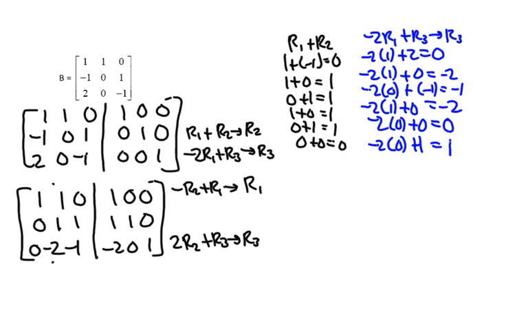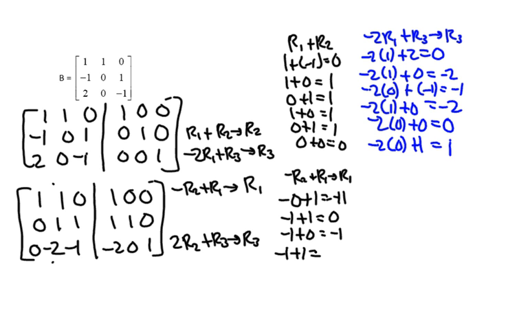Okay, so let's do each of these on the side here. So again, we've got -0 plus 1. We've got -1 plus 1. We've got -1 plus 0. We've got -1 plus 1. -1 plus 0. And -0 plus 0.